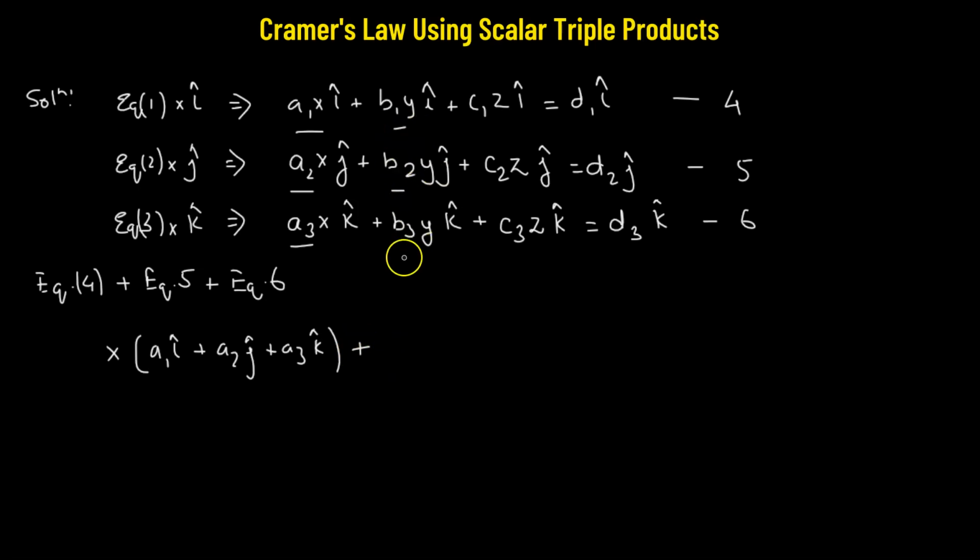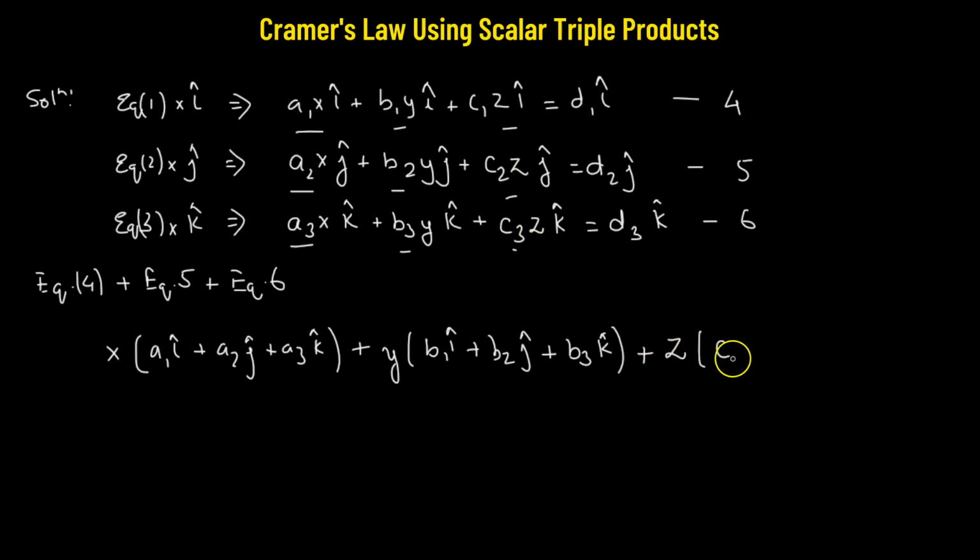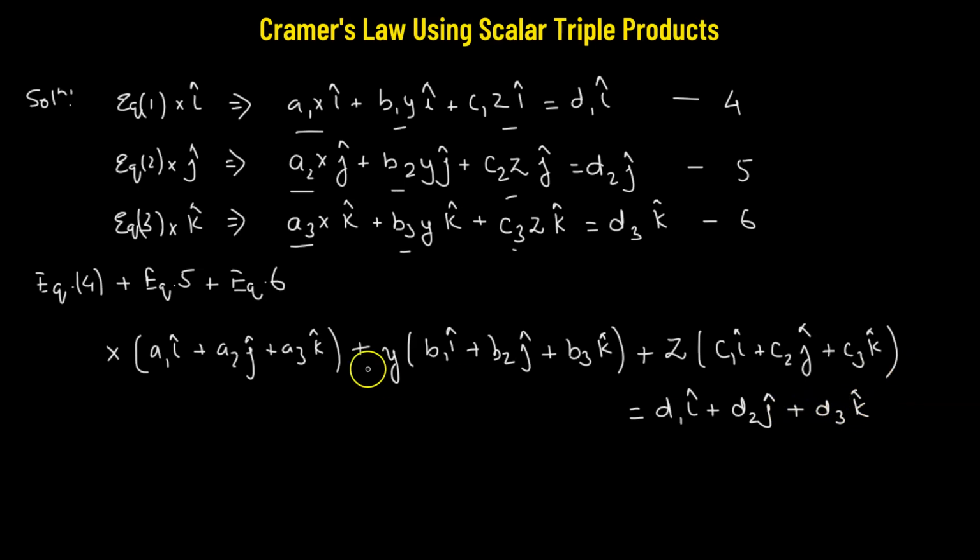So we'll consider these three terms. We can take y as the common factor. So this will be multiplied by b1 i cap plus b2 j cap plus b3 k cap plus the three terms. So we'll have z as the common factor. So this will be multiplied by c1 i cap plus c2 j cap plus c3 k cap, which will be equal to d1 i cap plus d2 j cap plus d3 k cap.